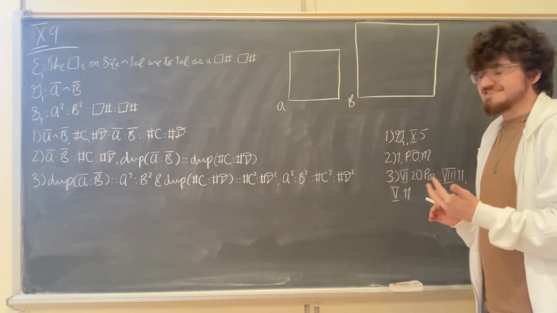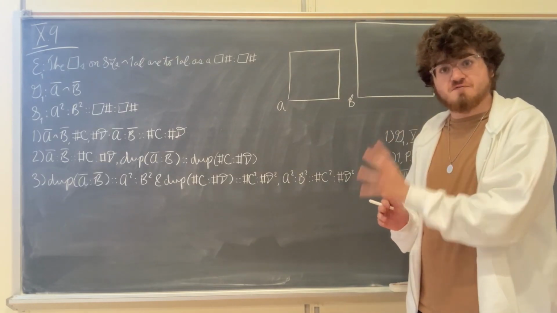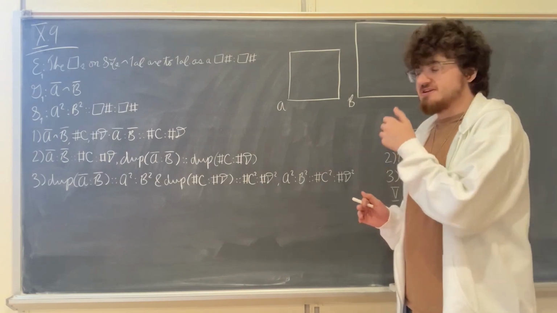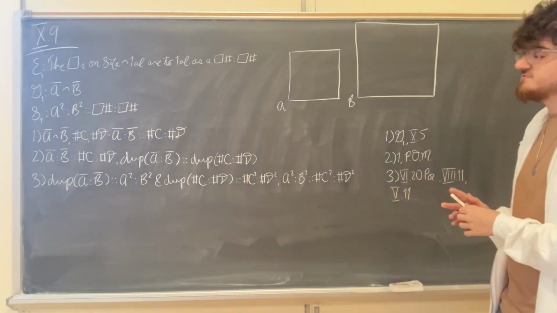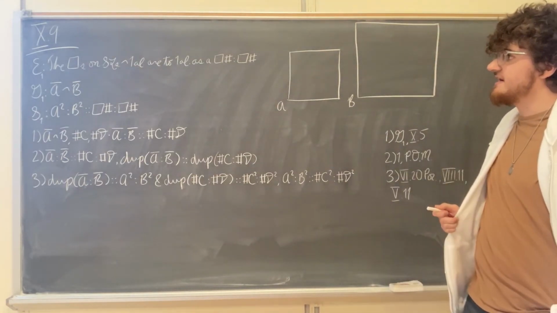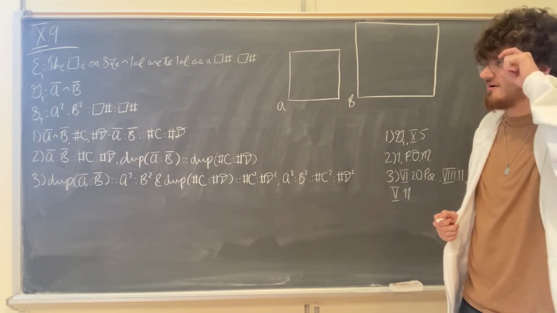Now, I can't say QED at this point because the proposition's not over. Again, this is the first of a four-part proposition. So all I've shown is just the first part of this proposition, that the squares on commensurable straight lines are to one another as a square number is to a square number.